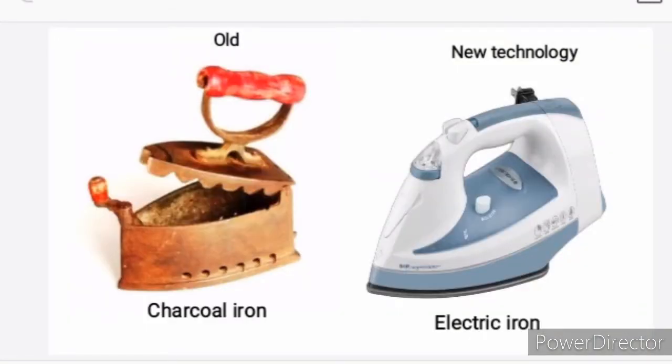Okay, now look at this. This is a charcoal iron. It was used in the past. Okay, for you to be able to use this, you would need to go around looking for coal to be able to provide heat to iron your clothes. But now with the coming of new technology, you don't have to go through all that stress. You just plug in your electric iron and get your clothes ironed.